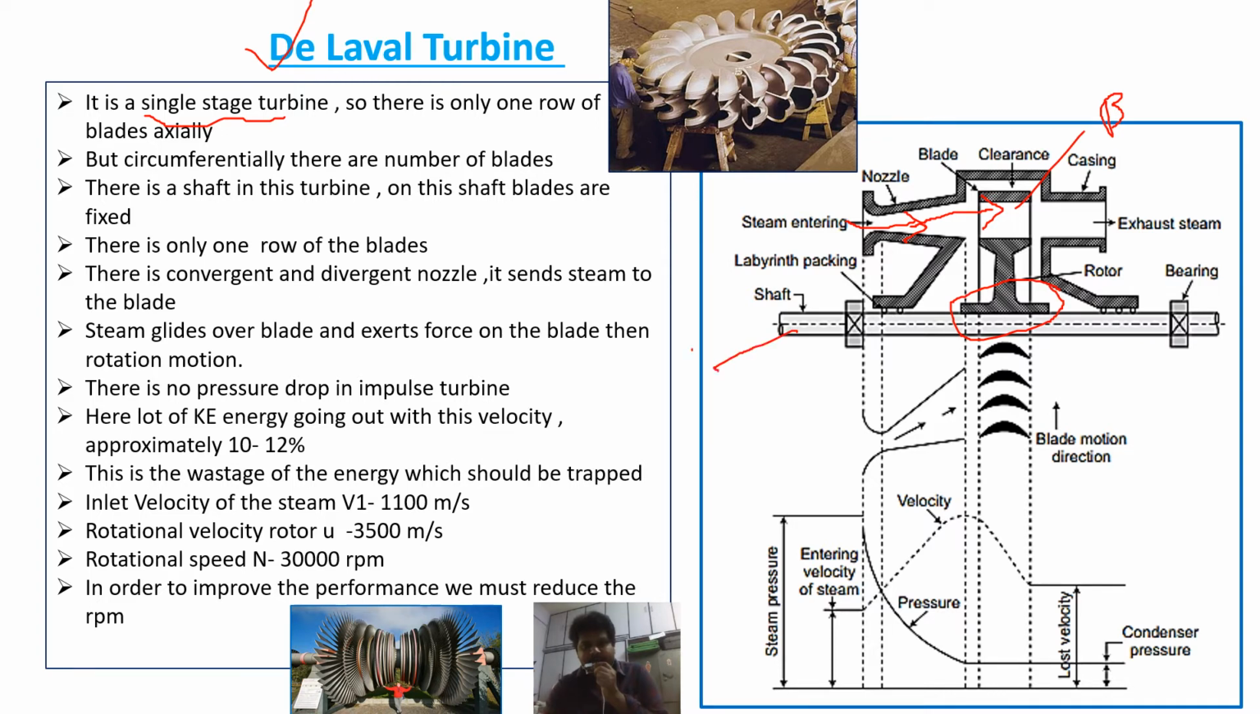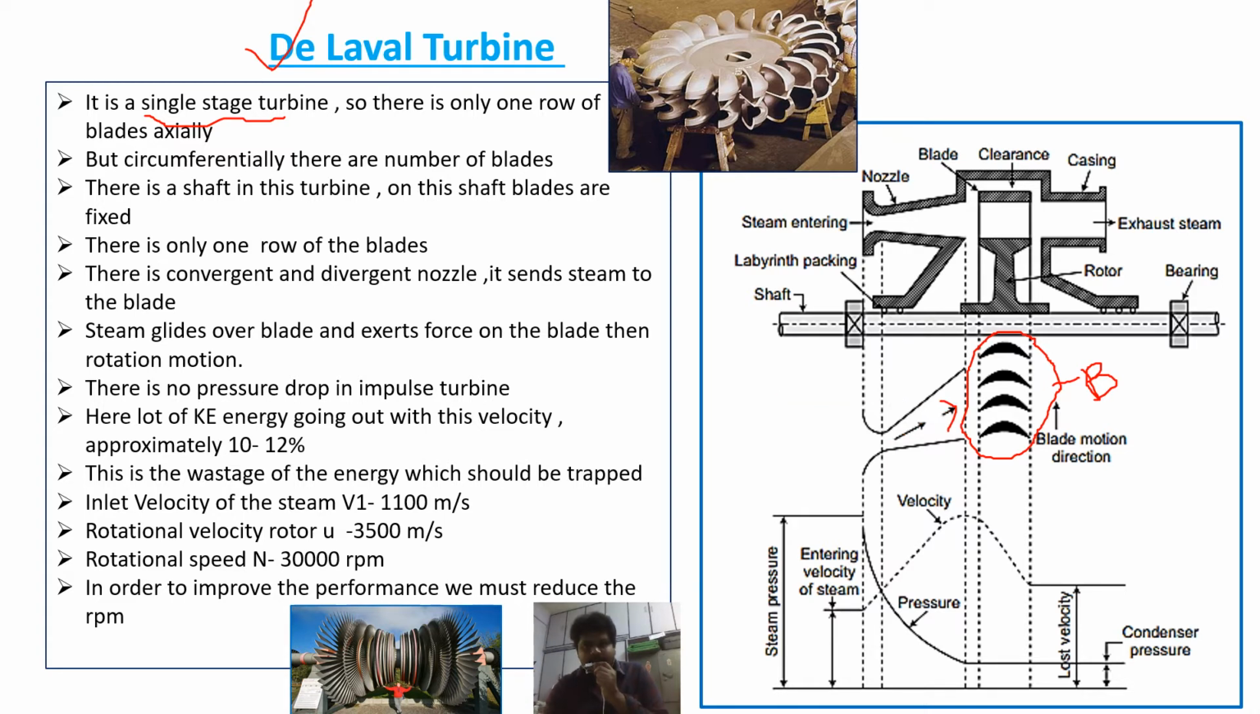Since the blade is attached to the shaft, the shaft will rotate. This shaft will be connected to the generator. This generator will give electricity. Okay. After passing through the blade, it will come out through the exhaust. Here you could see this is the exhaust. Okay. This is the working of the De Laval turbine. Here you could see this symbol shows blades. This is the nozzle. Through the nozzle, the steam is flowing over the blades.